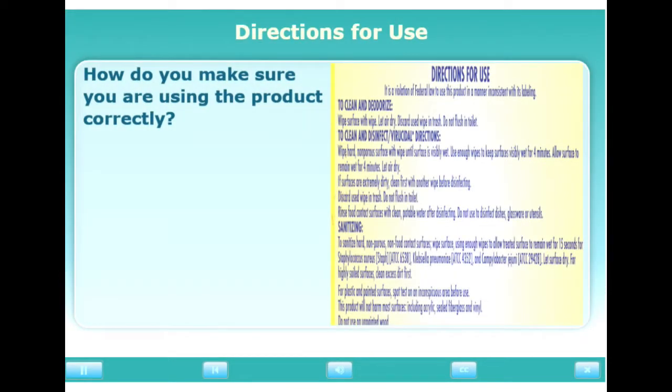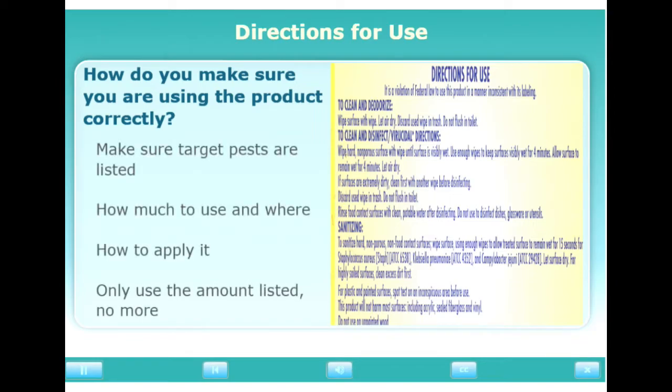The directions for use section tells you how to use the pesticide. You should make sure the pest you are trying to control is listed. This is your assurance that you are not wasting time and money on something that won't work. This section also tells you how much to use, where it can be applied, and how to apply it. Always read and follow label directions. Be sure the pesticide is the right one for your pest problem. Then use only the amount needed and no more.